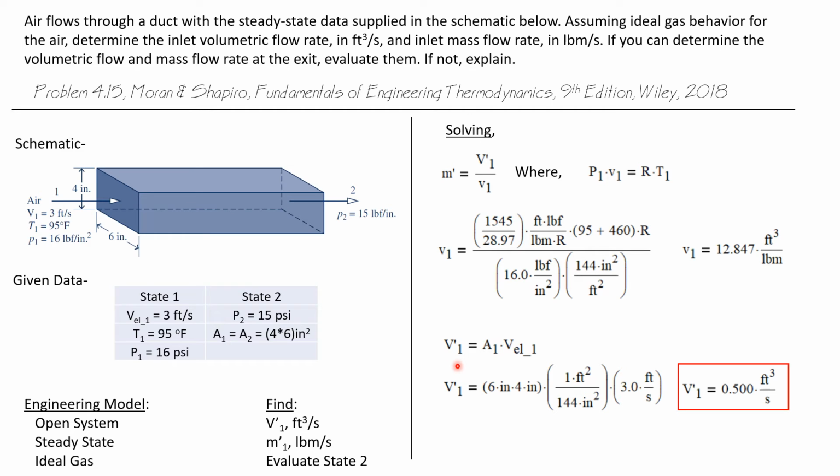Now we can calculate the volumetric flow rate at the inlet, which is just the area of the inlet times its velocity. And the area is 6 inches times 4 inches. We'll convert that to square feet. And the inlet velocity was given as 3 feet per second. So that gives us a volumetric flow rate at the inlet of 0.5 cubic feet per second.